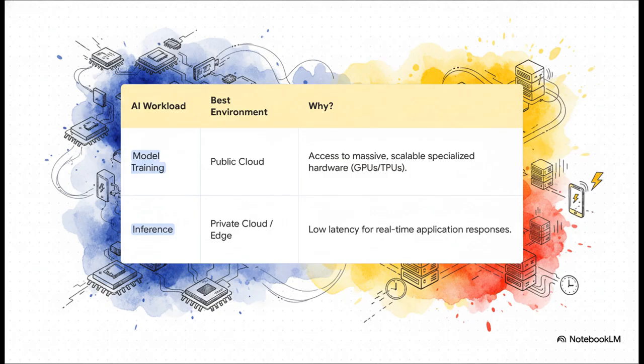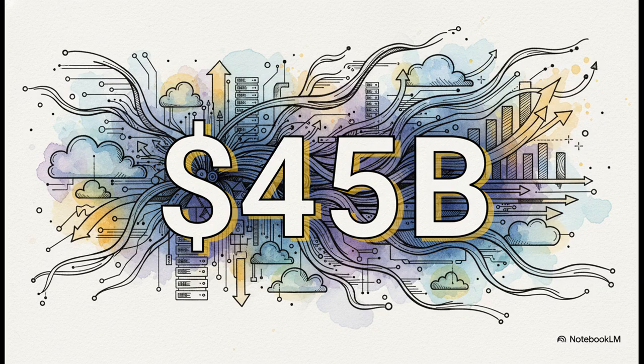But then you have the inference phase. This is when the AI is actually out in the world making split-second decisions. That has to be lightning fast, which makes it an ideal job for a private cloud or an edge device, where there's almost no delay. And make no mistake, getting this AI placement right is a huge, huge deal for business. Just look at the numbers. The projected spending on AI infrastructure is on track to hit $45 billion by 2027. That's the kind of scale we're dealing with here.